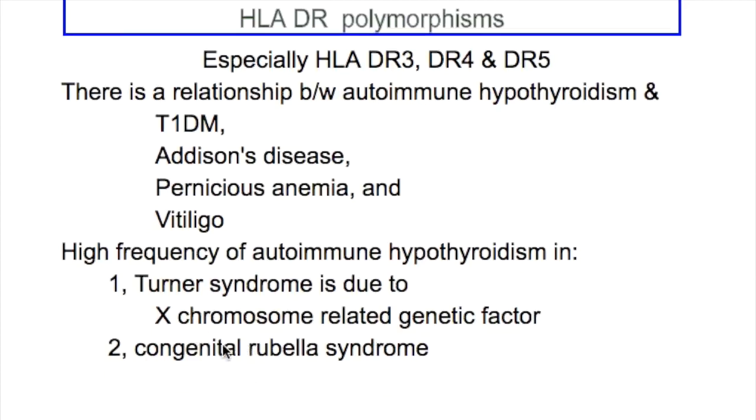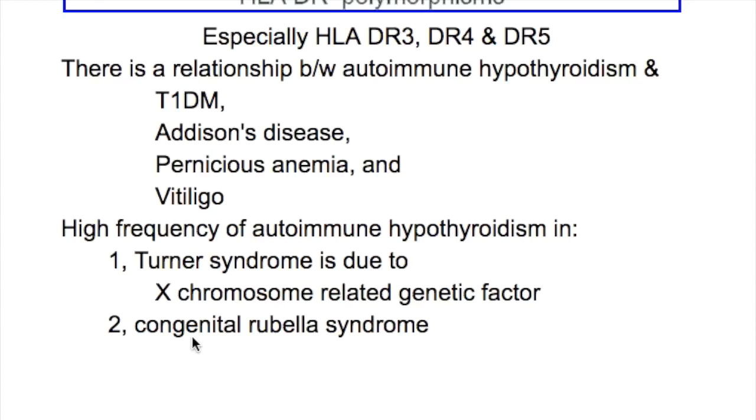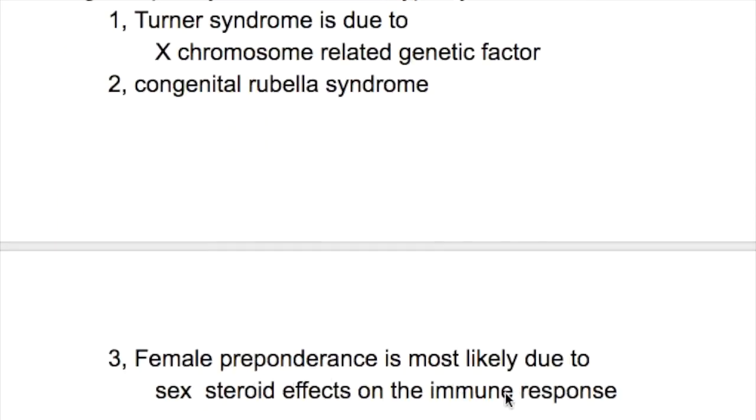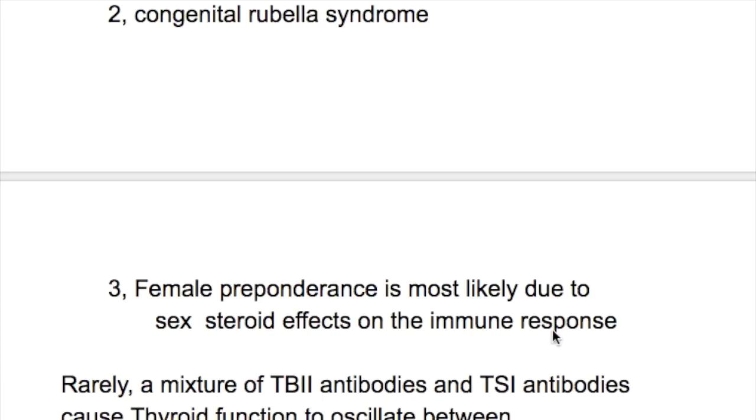Which infection causes autoimmune hypothyroidism? It's related to congenital rubella syndrome. And female preponderance is most likely due to sex steroid effect on immune responses.